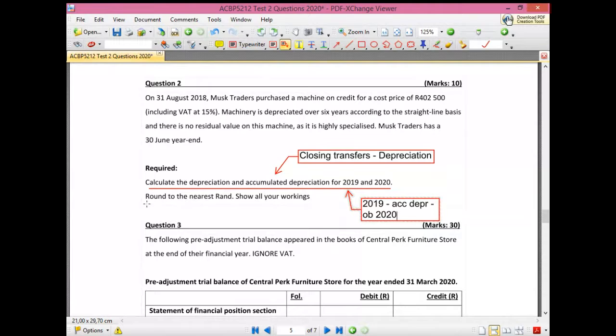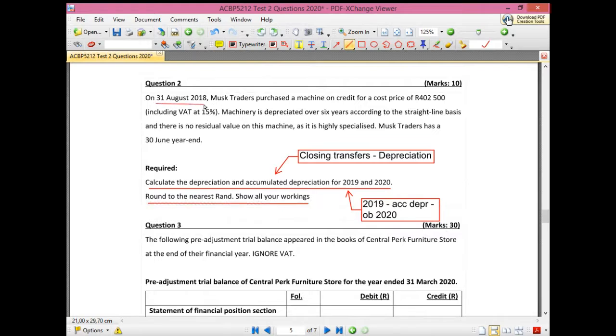They tell you to round off to the nearest rand. If they tell you to round off, make sure that you round off, because we do not mark it correct if you show decimals. Okay, and then they tell you to show all your workings. Now, the reason we specifically tell you to show workings is in the event you make a mistake, we can still assign marks to you. Okay, so let's read what information they have given to you.